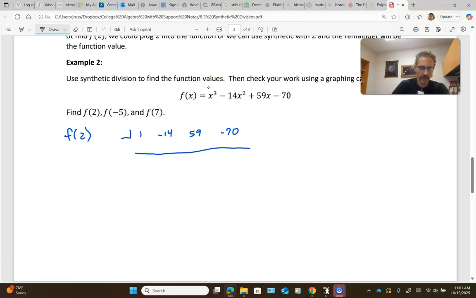And inside my box, I'll put a 2. And I'm going to repeat that same algorithm. You're going to drop down your 1, and then you're going to start multiplying and adding. 2 times 1 is 2.